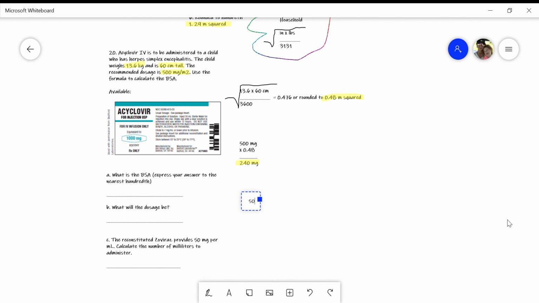So for C, it's saying 50 milligrams per milliliter is what the reconstituted Zovirax is. And then how many milliliters do you administer? If you need 240 milligrams for a dosage, we're going to divide it by the 50 milligrams per milliliter. And so that is going to give us 4.8 milliliters.